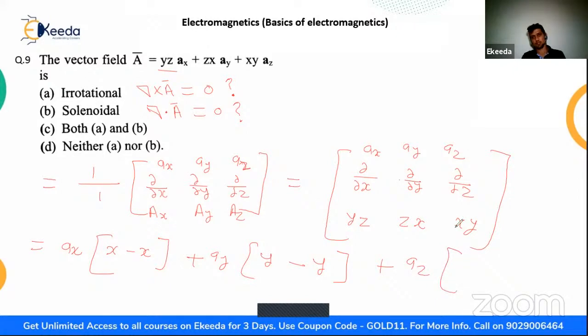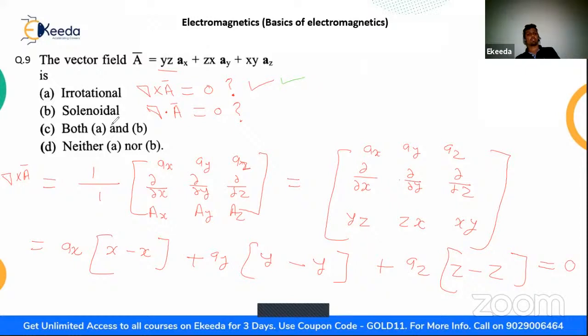In case of Az, this is this, so I will just do differentiation of this with respect to x, so z will come out being a constant because this is partial differentiation, and differentiation with respect to y, so z will come out, and differentiation of y will be 1, so these are 0, so the final result will be 0. Since del cross A vector is 0, it's irrotational. This is correct, irrotational.